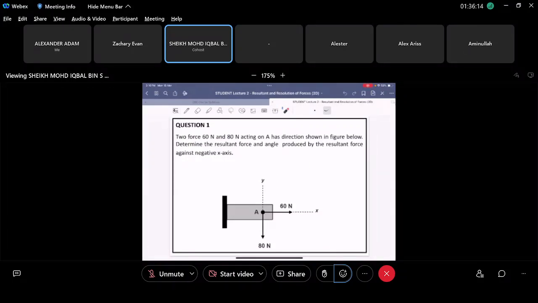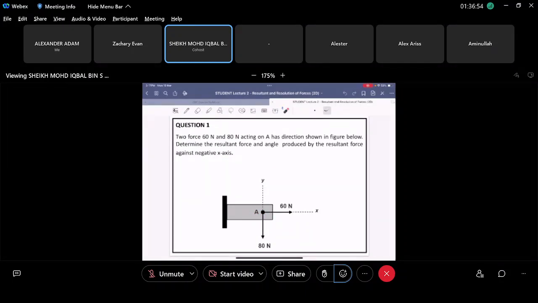So this is a question. Two forces, 60 Newton and 80 Newton, acting on A, have directions shown in the figure below. Determine the resultant force. This is your keyword here, resultant force, R, and the angle produced by the resultant force against the negative x-axis. So he wants to know the resultant force, and he wants to know the angle from here to here.